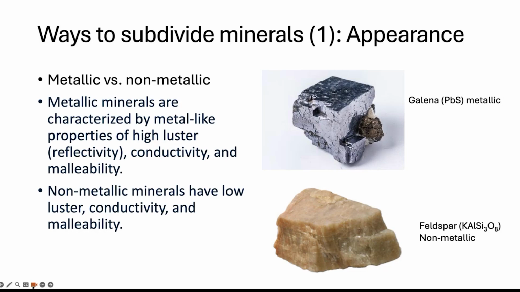Metallic minerals are characterized by metal-like properties of high luster, like you see there on that shiny galena, conductivity, both thermal and electrical, and malleability. They're pretty easy to beat into shape, whereas non-metallic minerals have low luster, they're not nearly shiny, they're low conductivity, and low malleability. They tend to break up when you hammer them rather than flatten.